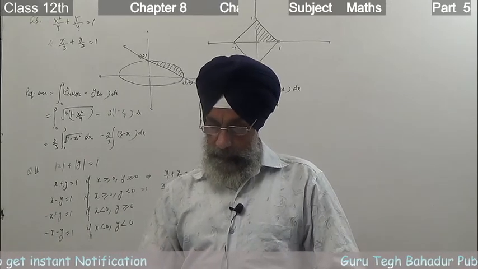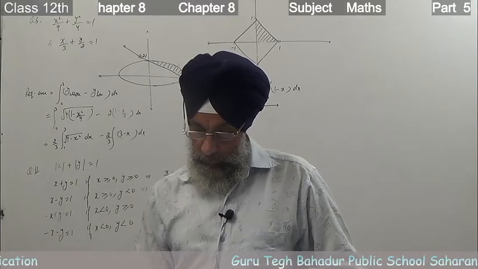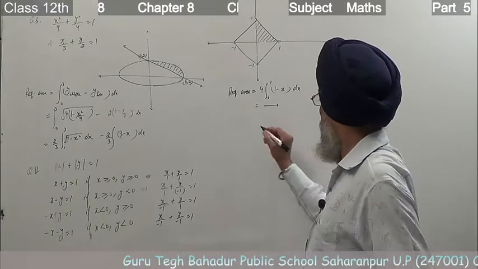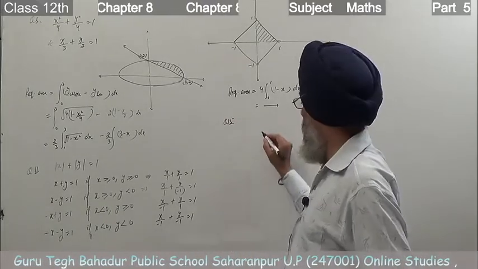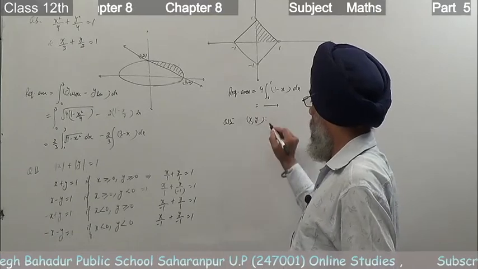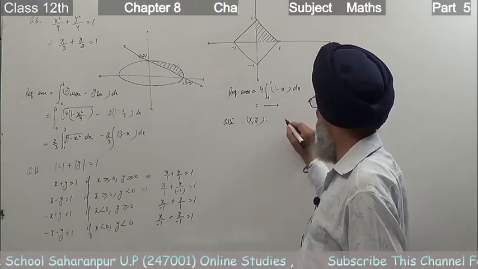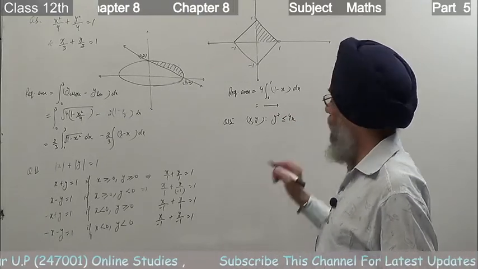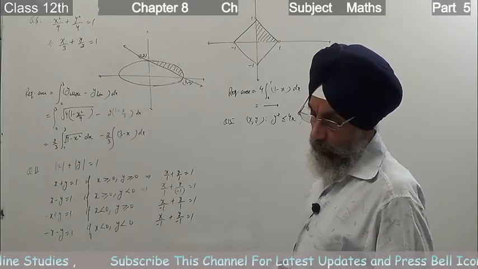Let us see question number 15. It is given as the ordered pair (x, y) such that y square is less than or equal to 4x, inside the region where 4x square plus 4y square is less than or equal to 9.